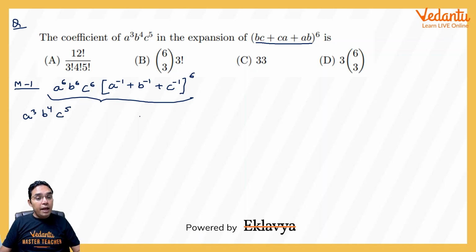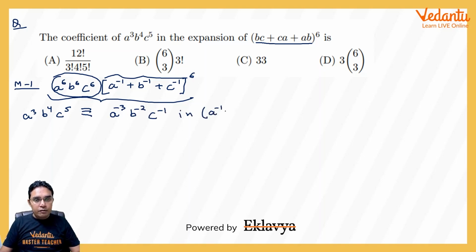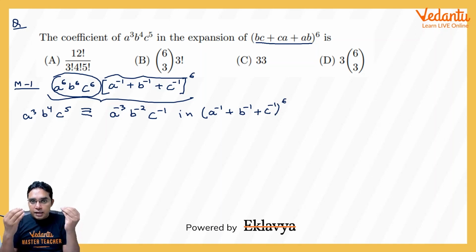Now we are looking for the term a cube b power 4 c power 5, and if I look only in this bracket, because a power 6, b power 6, c power 6 is taken common, this will be equivalent to a power minus 3, b power minus 2, c power minus 1 in this bracket of (a power minus 1 + b power minus 1 + c power minus 1) whole raised to the power 6. And now there is a direct use of a formula, because this is a multinomial.